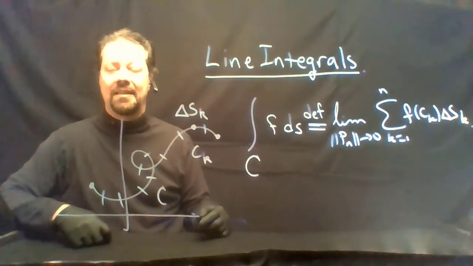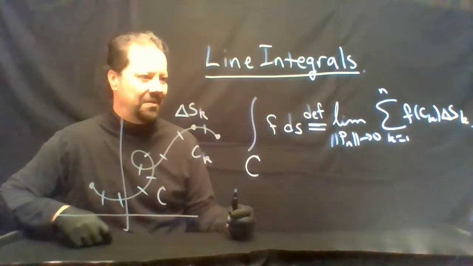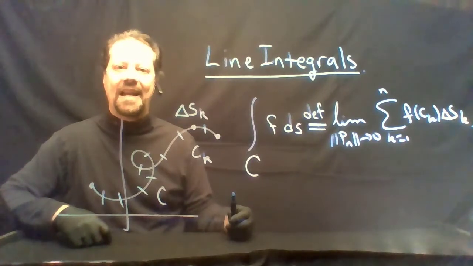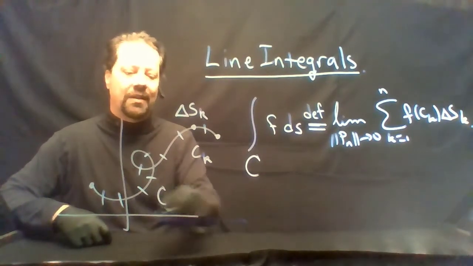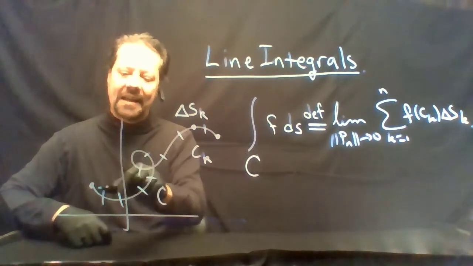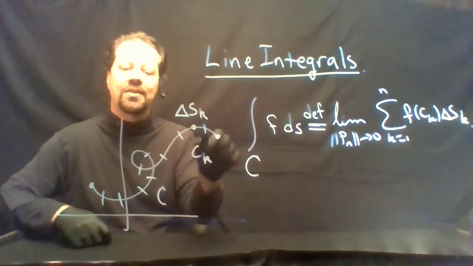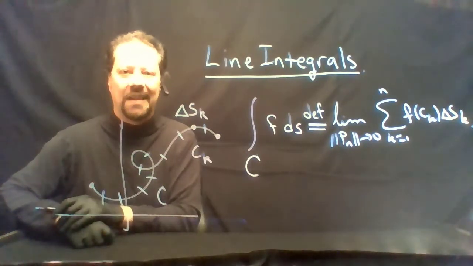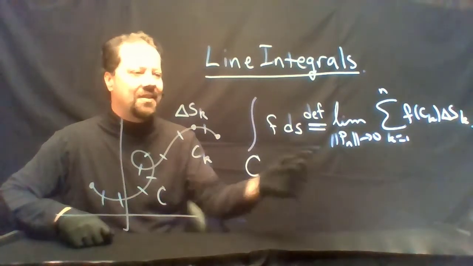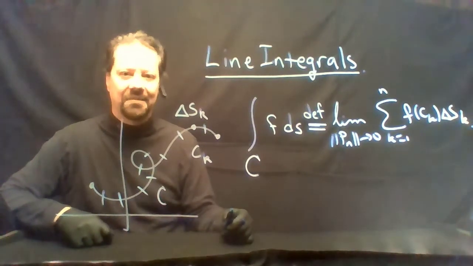This is very much like the old Riemann integral, except instead of adding up function values at each point along the x-axis, we're adding up function values that are defined on points along some curve that lies in the plane. So this is a line integral. So how do we actually evaluate these line integrals?